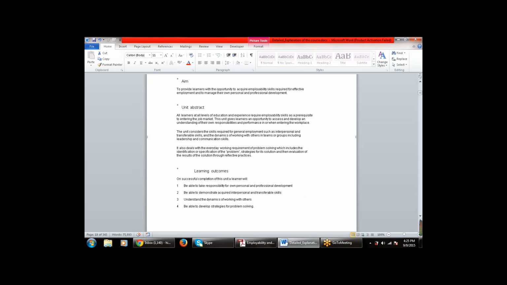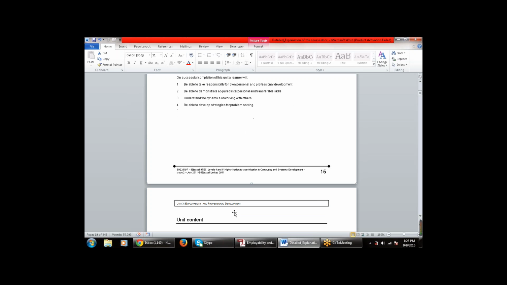Then be able to develop strategies for problem solving. That is, if any problem arises, how to solve that problem, what are the various strategies, what are the various criteria that are used to define the problem solving. So what are the various steps? First is analyzing the problem. Then analyze the various options. Then choose the best suitable option, and at last select the action.